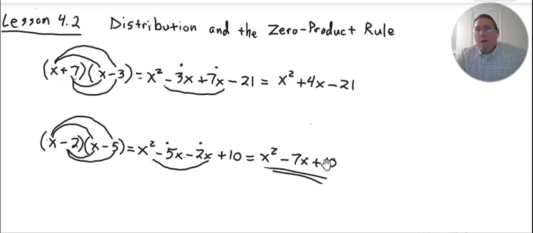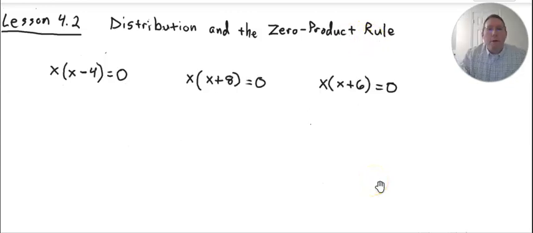All right, so now what we're going to do is we're going to use this information. Now that we've learned how to distribute and do the zero product rule, the last thing that I want to do is use the zero product rule to solve some quadratic equations. So I'm going to set up some examples, and we're going to work through them. Okay, so we have three quadratic equations here. X times x minus 4 is equal to 0. X times x plus 8 is equal to 0, and x times x plus 6 is equal to 0.